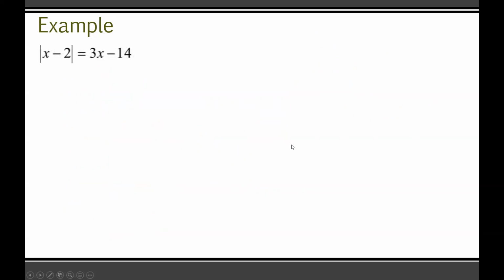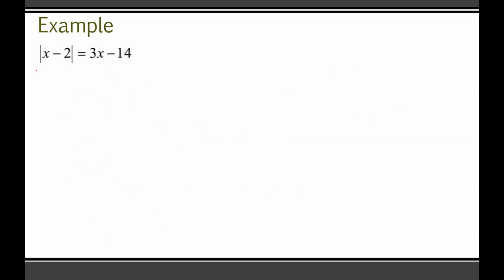All right, here's another one. We're going to do this one together. Absolute value of x minus 2 equals 3x minus 14. This is the first time where we've seen it's not just equal to a number. We actually have a whole bunch of stuff over here. But this will still be dealt with the exact same way the other ones were.